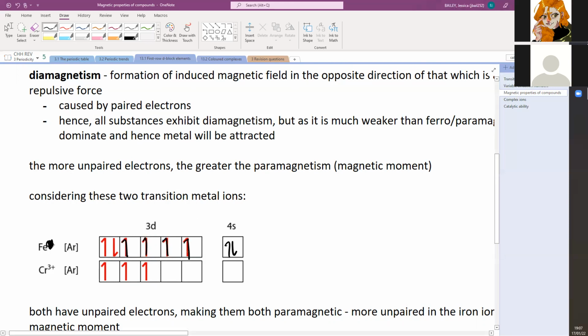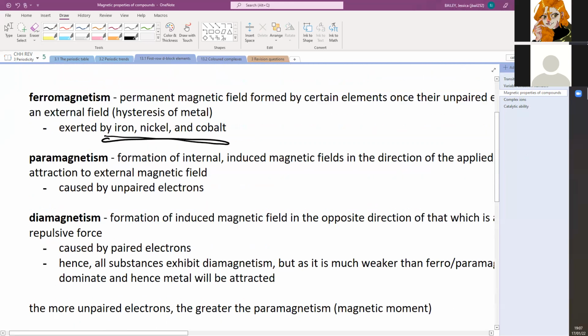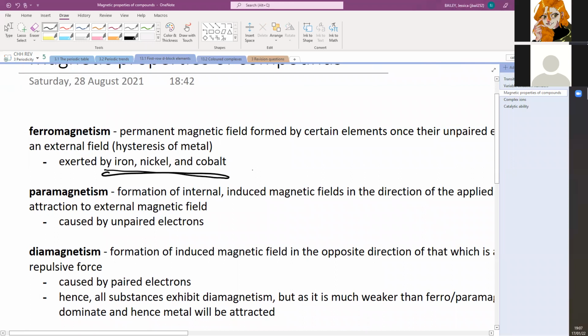And unpaired electrons are useful because if I put this into a magnetic field, I can line those electrons up to make magnetic fields of their own. Now, it's a bit difficult to explain, but that's how it happens. So the more unpaired electrons you have, the stronger the magnetic field you can form, which is why these 3 elements can form ferromagnetism.